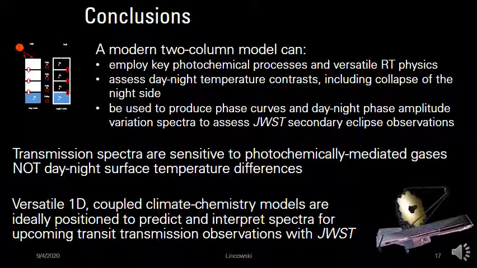for a given atmosphere. We can also use this data to produce thermal phase curves and day-night phase amplitude variation spectra to assess some of the James Webb secondary eclipse observations, which, while not possible for temperate planets, may be quite useful for hotter planets that could be Venus-like. Particularly amongst all these models, transmission spectra for James Webb are sensitive to photochemically mediated gases and are really not sensitive at all to day-night surface temperature differences. And what this means is that versatile 1D coupled climate photochemical models are ideally positioned to predict and interpret these types of spectra for upcoming transit observations with James Webb.